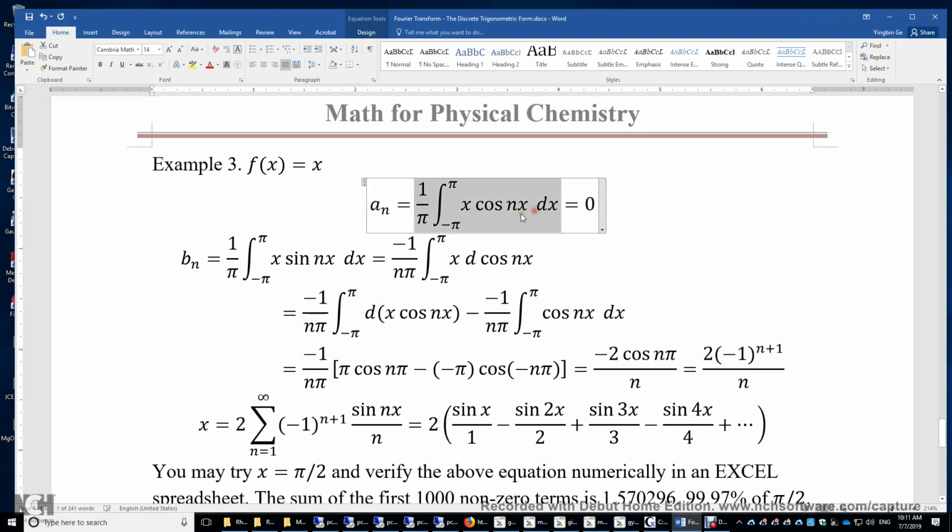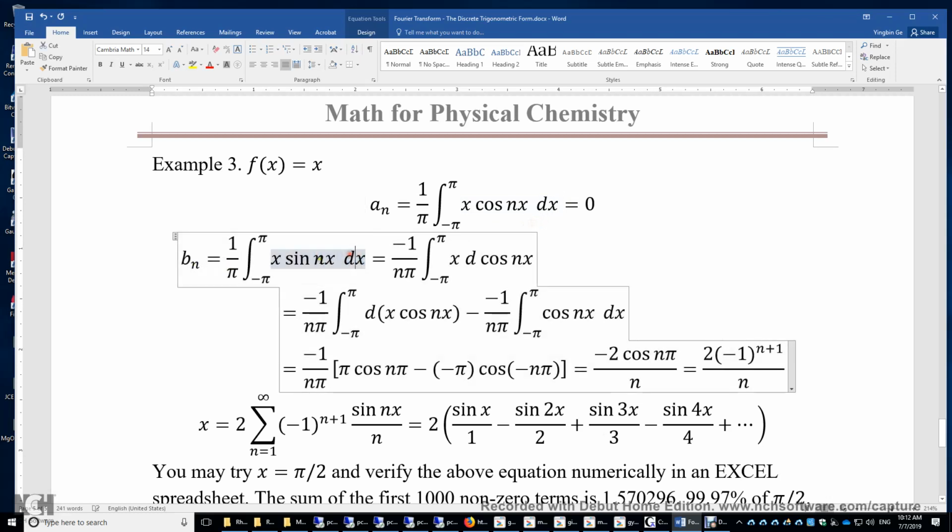Now let's look at this integral. Again, x is an odd function, cosine x is an even function, the product is an odd function, and again, the integral value of an odd function from negative L to positive L, regardless of the value of L, is going to be 0.